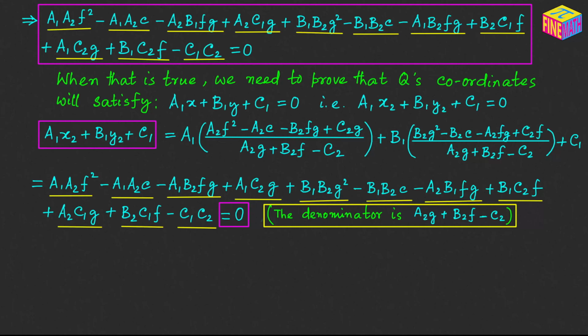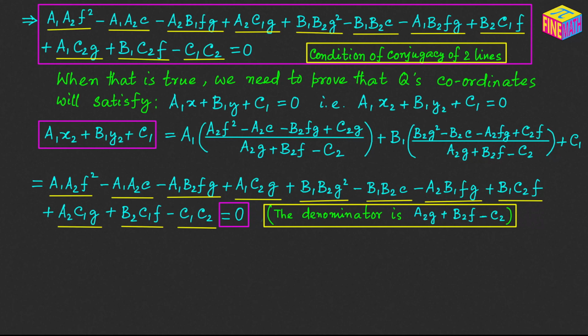So we are able to prove that the coordinates of the point q satisfy the equation of the first line. That means the point q also lies on the first line. That means the pole of the second line also lies on the first line. And that's exactly what we needed to prove. I hope the proof made sense.